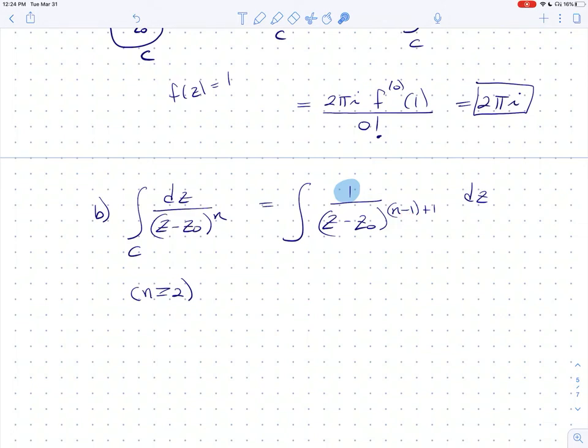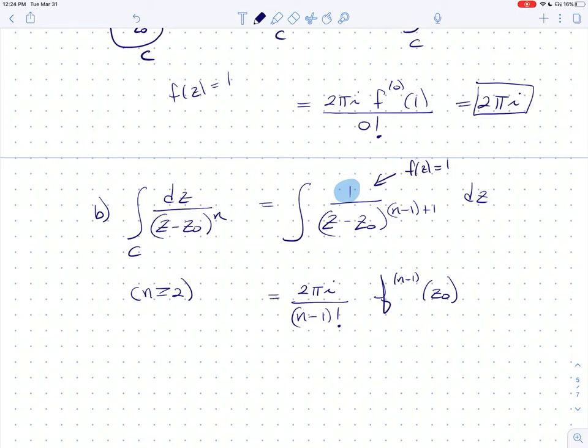That's actually playing the role of my n in the Cauchy integral formula. And so this is exactly 2 pi i over (n minus 1) factorial times the (n minus 1)th derivative of f, plug in z naught. But again, my f of z is just a constant, and if you take the first derivative or any more, then that's going to be 0.